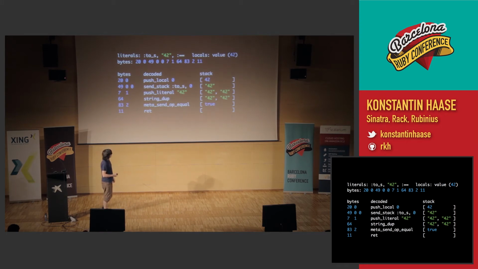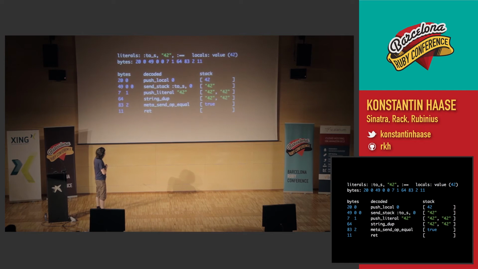Then it reads the next byte from the instruction stream, which is 49, which corresponds to send stack. And then that takes two arguments. The first one is the index of the literal. So the first literal is 2s, and the second one is the number of arguments that are passed onto that method, which for 2s is 0. So it's going to pop off 42 from the stack and push onto the stack the string version again.